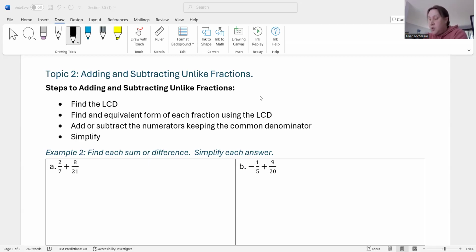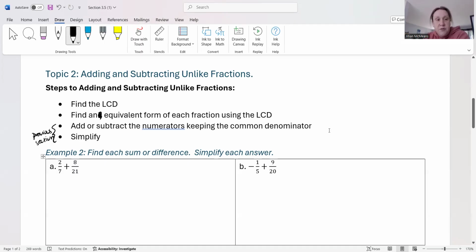Step 2, once you find the LCD, you want to find an equivalent form of each fraction using the LCD. There's a little typo here that should say "and." So find an equivalent form of each fraction using the LCD. Step 3, add or subtract the numerators, keep the common denominator. So this is just like the previous section. And then at the very end, you look to see if you can reduce. So find your LCD, find equivalent forms, add or subtract your like fractions, and then simplify at the end. Okay? So example 2 here says find each sum or difference, simplify your answer.